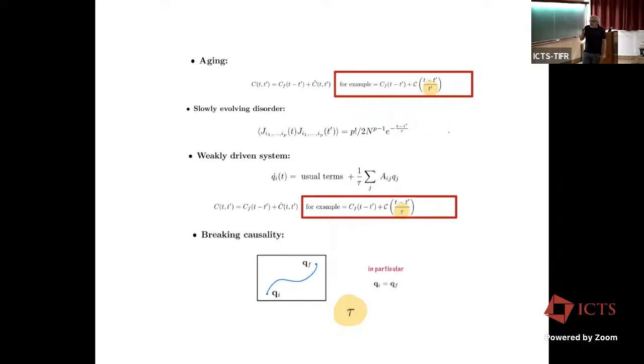And another way, which is perhaps the easiest to understand, is to, when you have a disordered system like the one we did at the beginning with a p-spin interaction, change the coupling slowly.